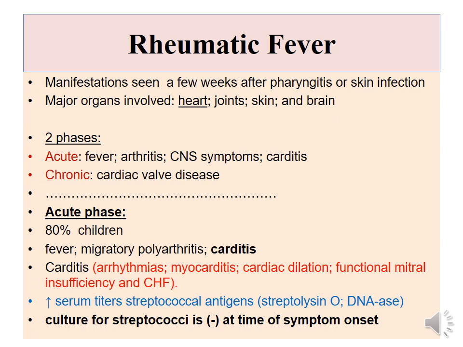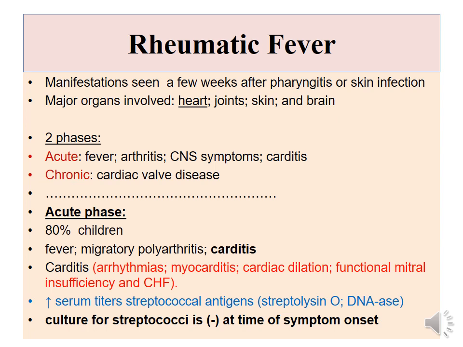So the manifestations of rheumatic fever may be seen a few weeks following pharyngitis or skin infection caused by group A beta hemolytic streptococci. The major organs that are involved with rheumatic fever are the heart, joints, skin, and the brain. This condition has two major phases, an acute phase and a chronic phase. The acute phase is characterized by fever, arthritis, central nervous system symptoms, and carditis. The chronic phase is heralded by cardiac valve disease.